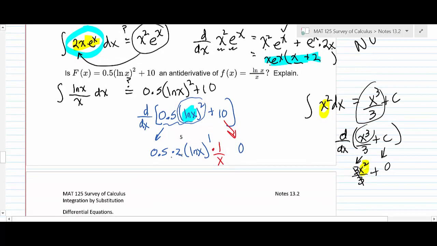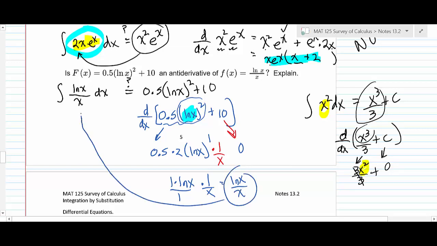Notice on here, if you double a half, you get 1. This is 1 times ln x times 1 over x. Well, if you multiply that straight across, look what we get. We get ln x over x. So that does match this. So that means the answer is yes. Okay, that's how that goes.